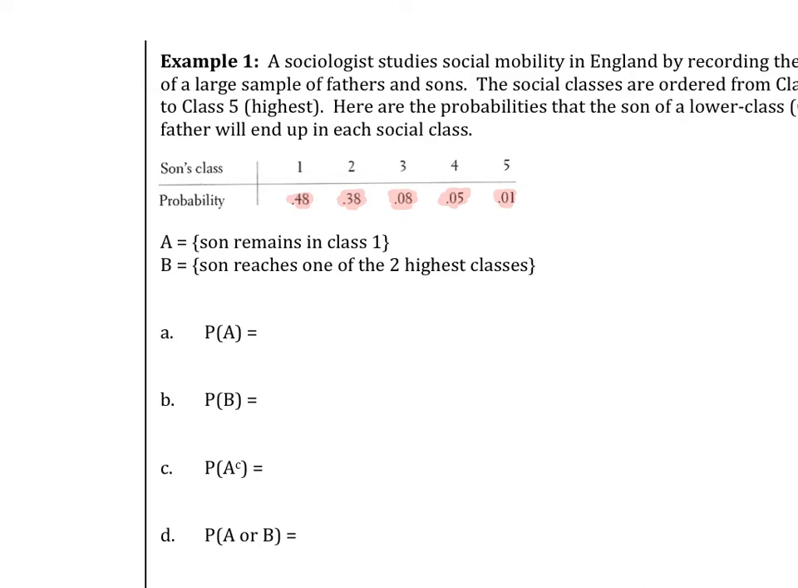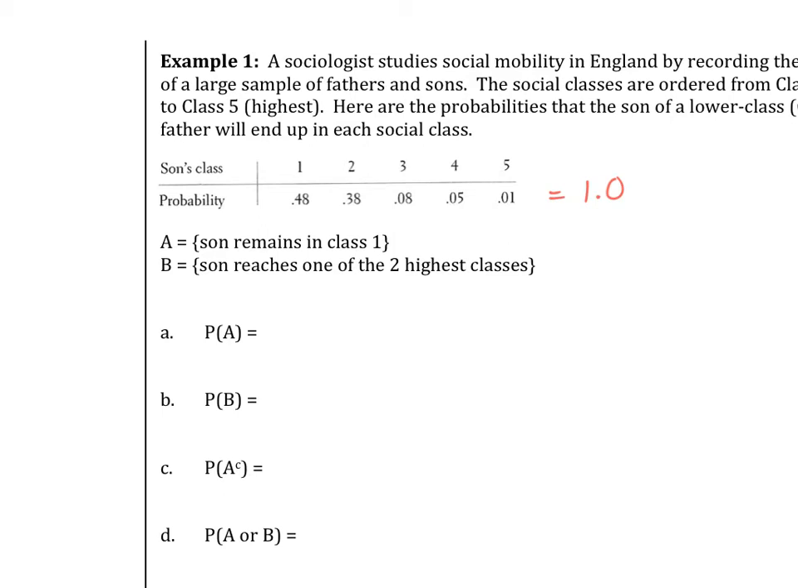So all these highlighted numbers, let me erase them. If you notice, when you add them up, 0.48 plus 0.38 plus 0.08 plus 0.05 plus 0.01 would add up to 1. If you add them all up, you will get 1. So basically, when the son is born, he's guaranteed to end up in one of these 5 classes. He's got to be in one of them.